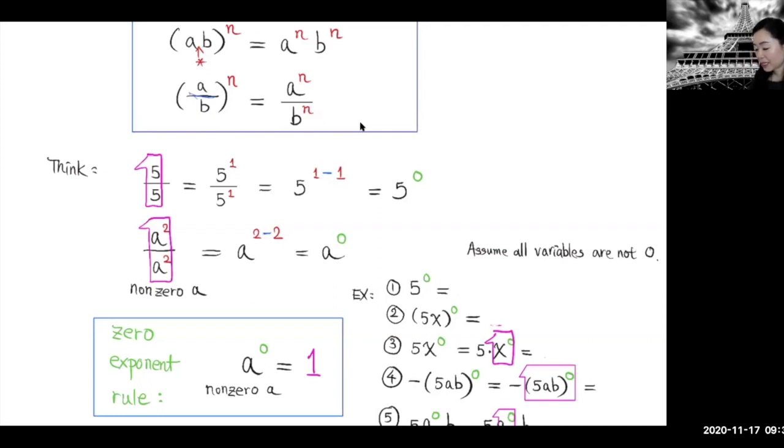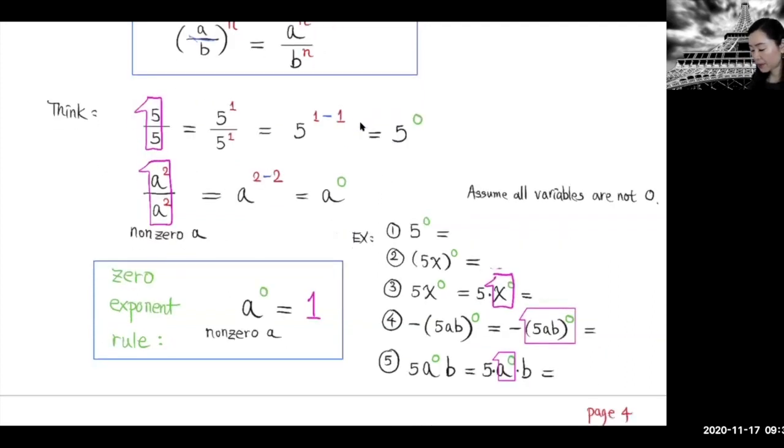Now we're going to assume all variables here are not 0. So 5 to the 0 power is equal to 1. Good. What about this? 5x to the 0 power. 1. Yes. Good.